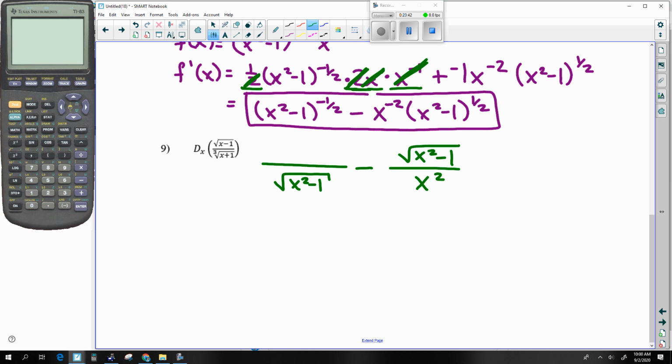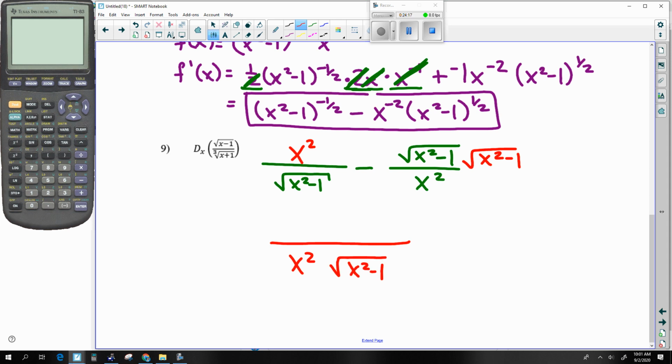So again, the idea behind this cleaning up is to get a common denominator. So this left-hand side will need an x squared on the numerator. We'll need an x squared. And this right-hand denominator needs a square root of x squared minus 1. So ultimately, this denominator is going to be x squared square root x squared minus 1.